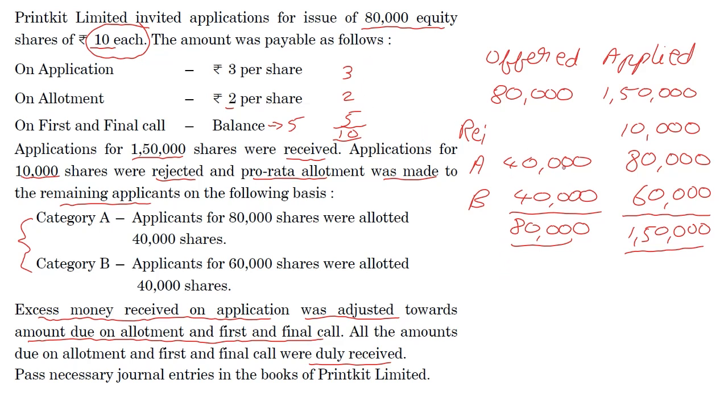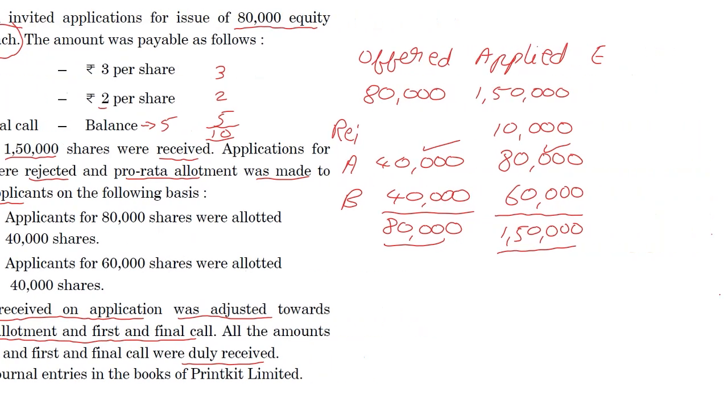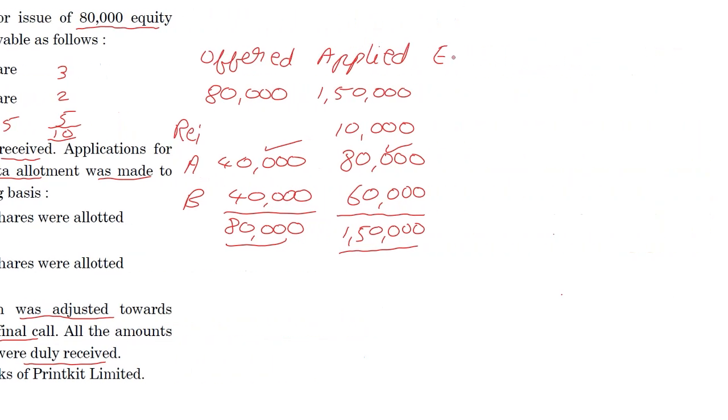If a person is applying for 80,000 shares, but only gets 40, it means we have an excess. So I'm going to write excess of, in the case of group A, 40,000. In the case of group B, it is 20,000 shares. The amount required at allotment, in the case of both the groups, depends on the number of shares that they have been allotted.